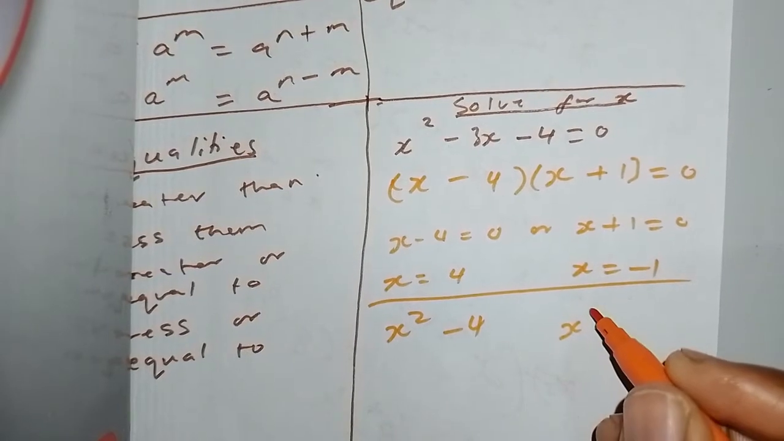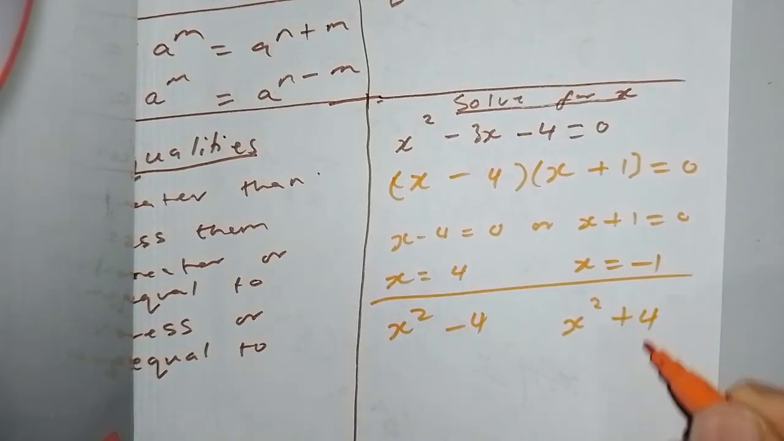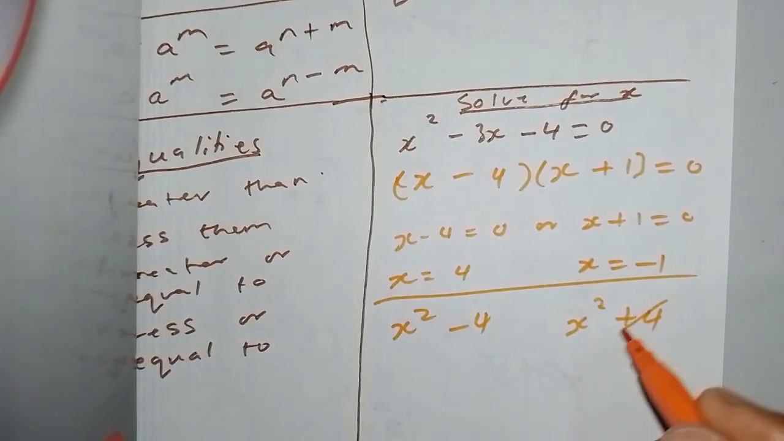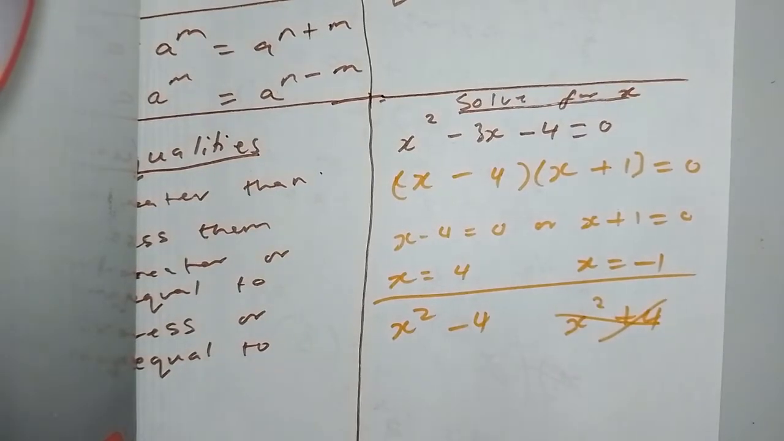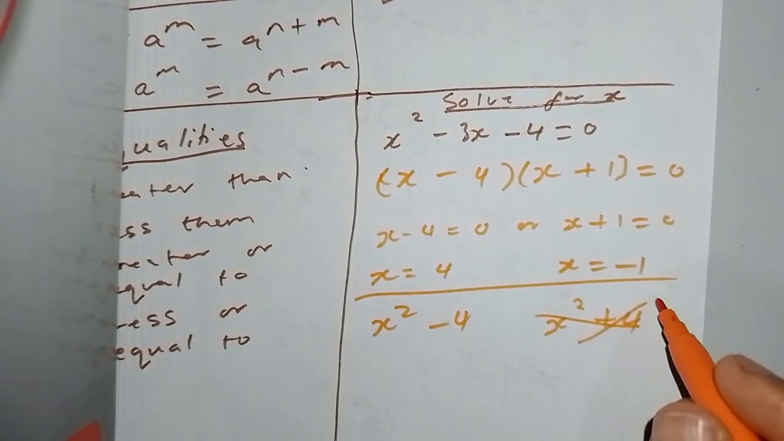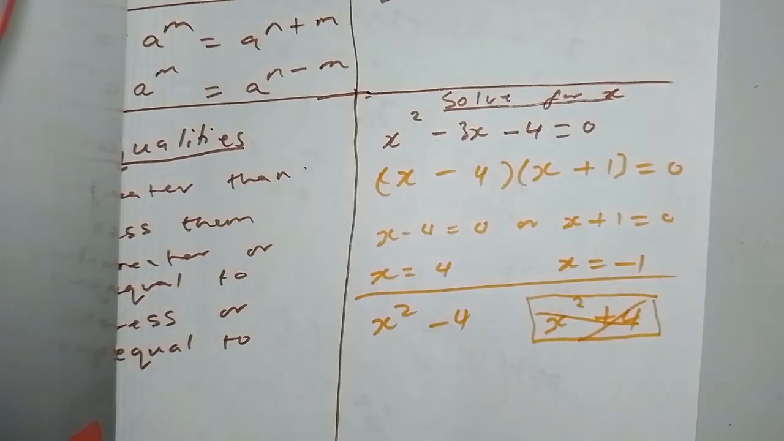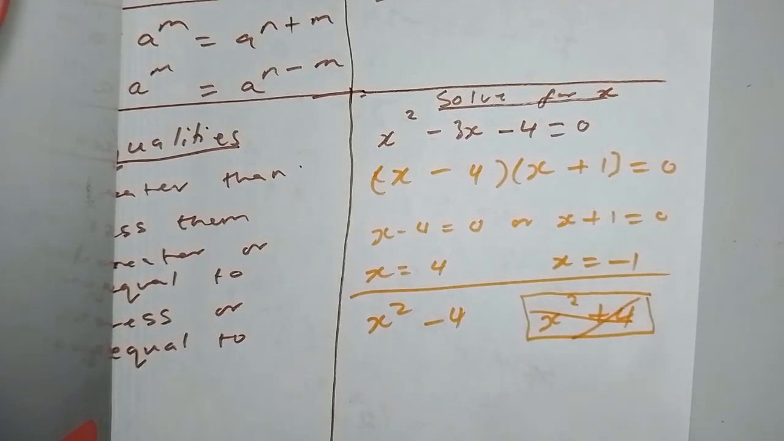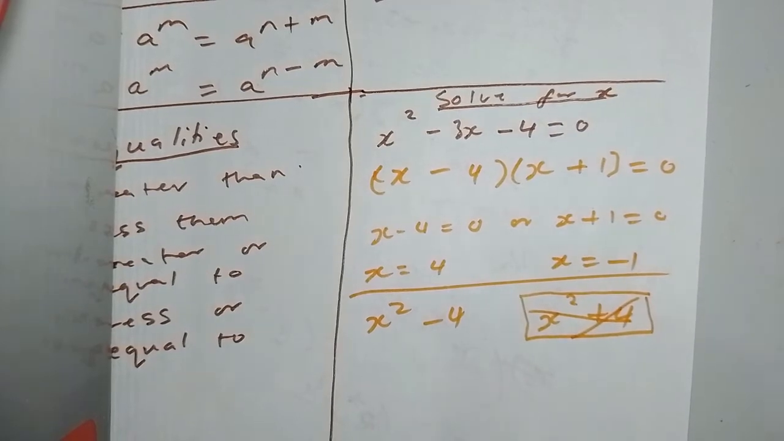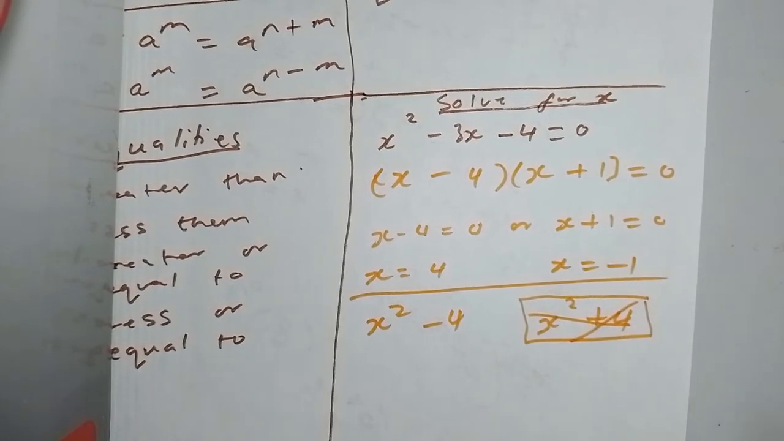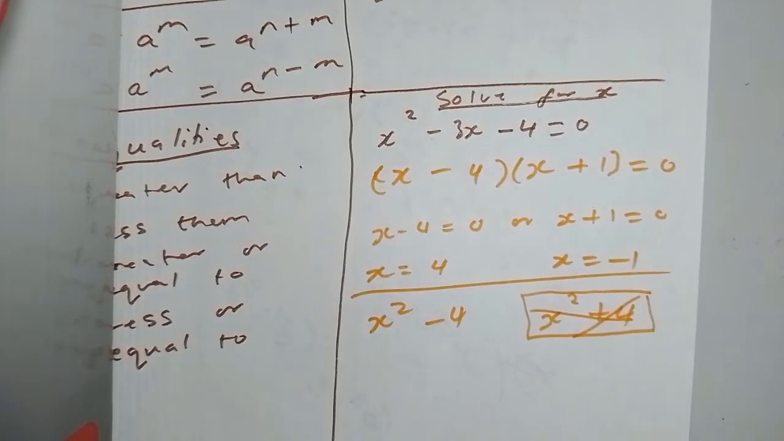You won't be doing such things. And why did I bring it up? There are some students that call this sum of two squares. There's no such thing as sum of two squares, good people. Right? Okay, now I have something like that.